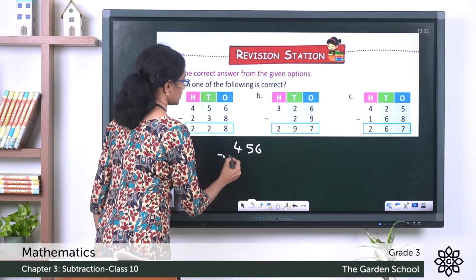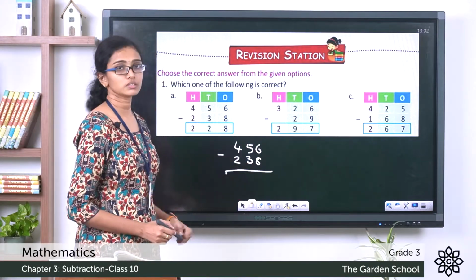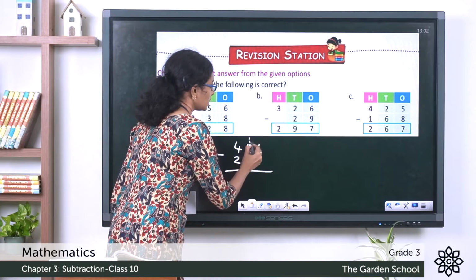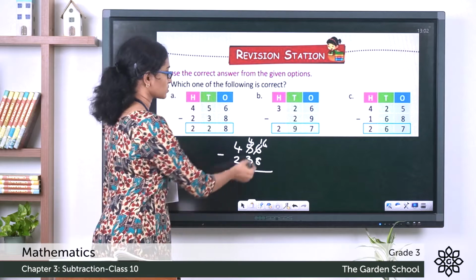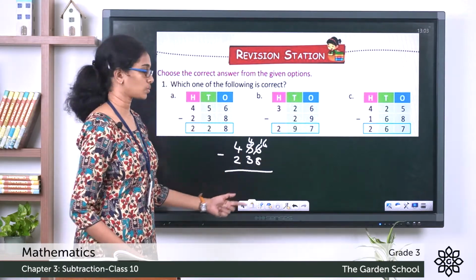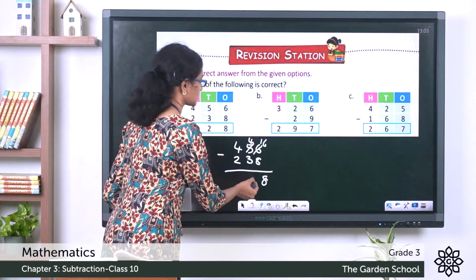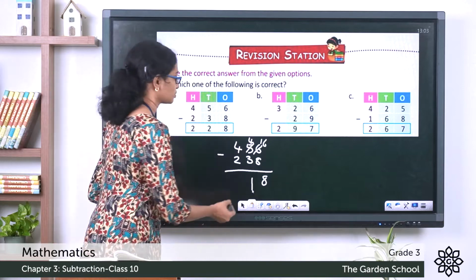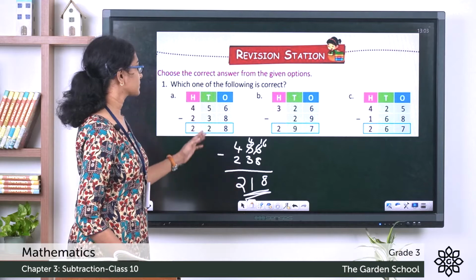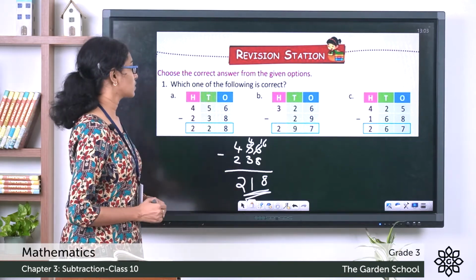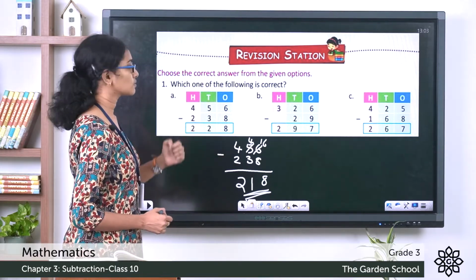456 minus 238. You cannot take away 8 from 6, right? So what do we do? We regroup. So we regroup 6 ones to 16 ones. Now we have 16 ones minus 8 ones. So 16 minus 8 is 8 itself. Now 4 minus 3, it is 1. Now 4 minus 2, what is the difference? It is 2. So the actual difference here is 218, but the difference given here is 228. So is that correct? No, it's incorrect. So this is not the option we have to choose.